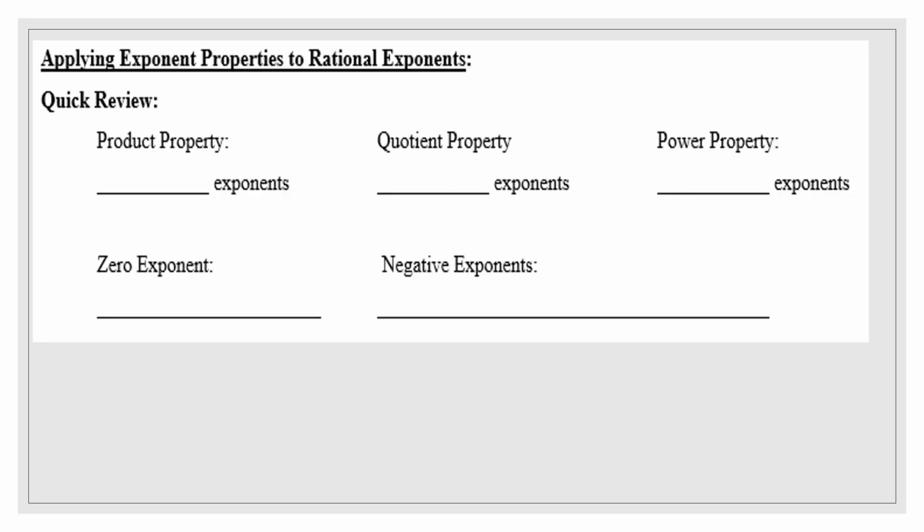So the product property for our exponents: if we have the same base being multiplied, then we are going to add the exponents. If we have the same base for a quotient property, being divided, that's what a quotient means, then you are going to subtract your exponents. The power property means like x squared all to the third power, so I'm going to distribute or multiply the exponents.